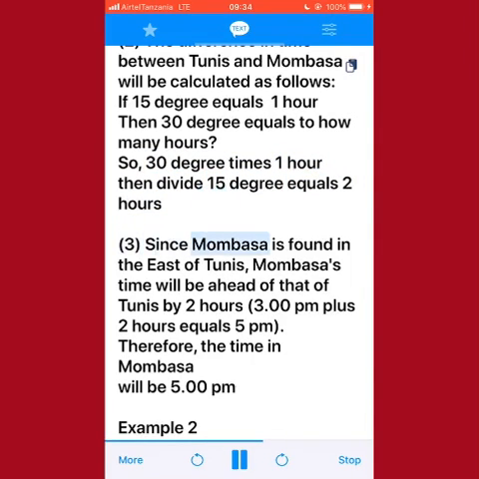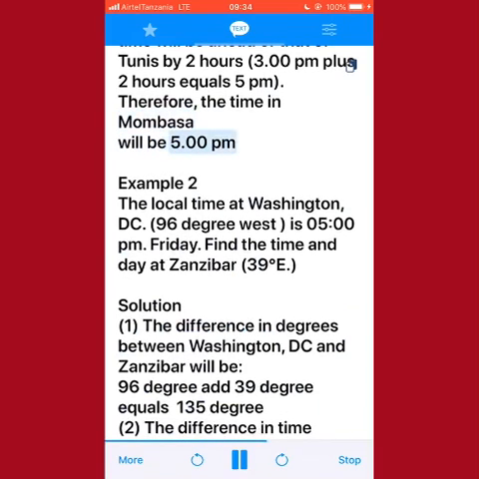3. Since Mombasa is found in the east of Tunis, Mombasa's time will be ahead of that of Tunis by 2 hours. 3 p.m. plus 2 hours equals 5 p.m. Therefore, the time in Mombasa will be 5 p.m.